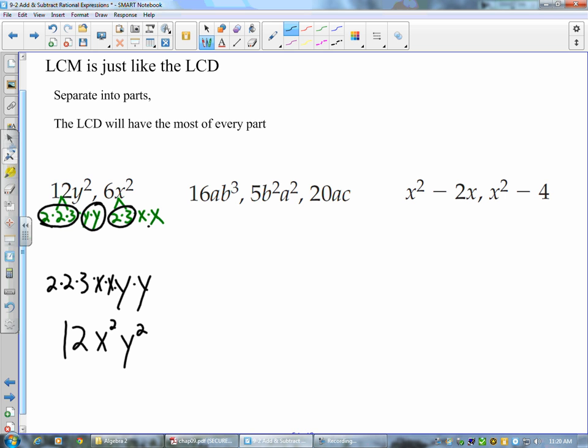Another way you can think about it is, keeping with the parts idea, we've got 2 2's and 1 2. Well, I've got two 2's here, so take the most of them. This has a 3 and that has a 3. They're kind of equal, so we need a 3. X's. I've got two X's. That doesn't have any, so we'll take the most of them. This has two Y's, so we'll take the most of them.